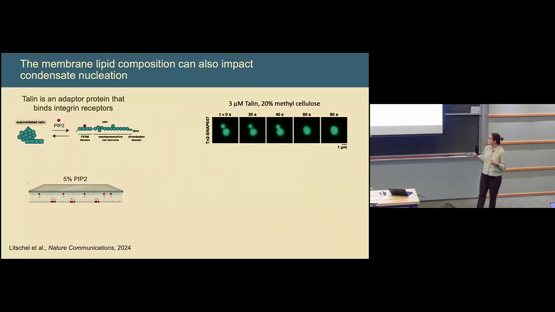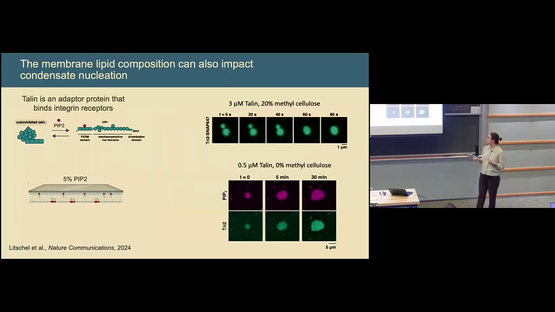And what we see in experiments, if we add talin to a bilayer containing PIP2, is that now we can see condensates nucleating at lower concentrations and without any crowding agent. And what we see on the bilayer is that we have talin nucleating or forming a condensate, and we also can see that the lipid itself is being concentrated in this condensate as well.